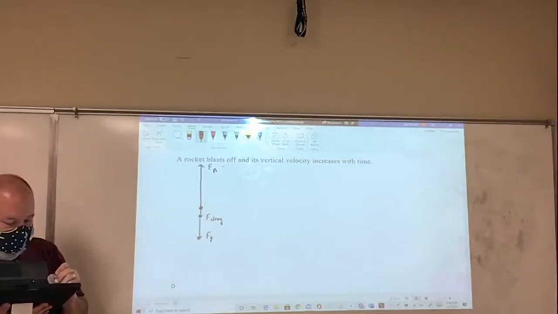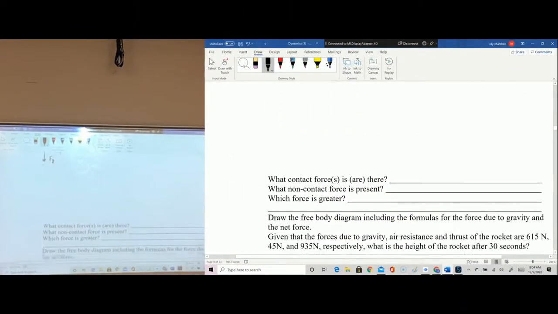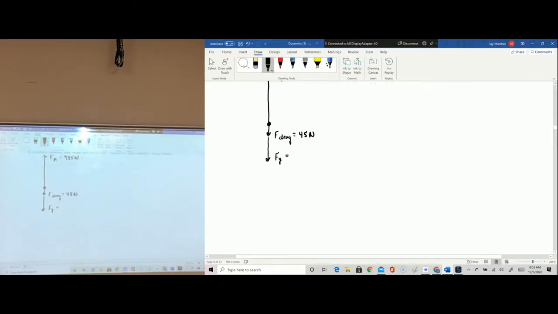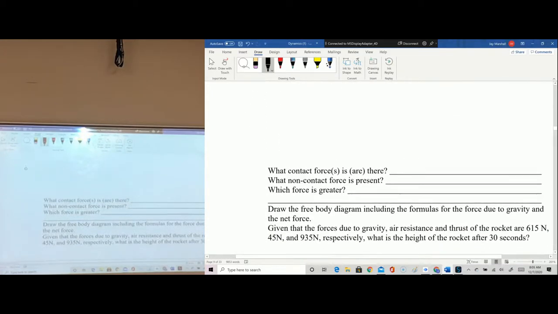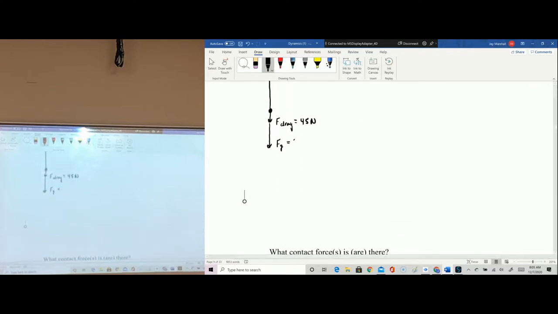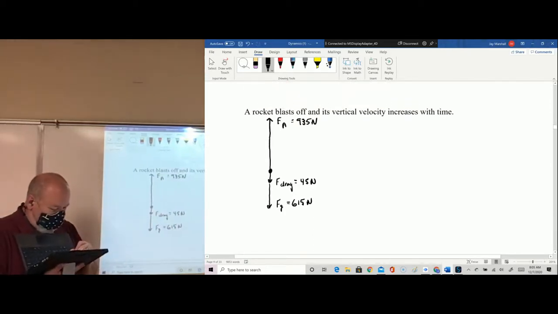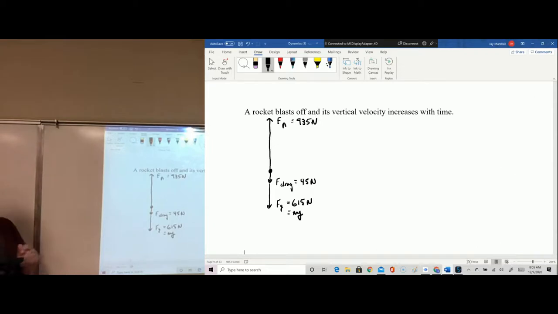And then I was told that we had a force of 935 newtons for thrust and a force of 45 newtons. Is it 45 newtons for drag? And then 615 newtons for gravity. And actually, I didn't need to give you the mass. You could figure that out on your own. Okay, so, and we also know that the force due to gravity equals mg, right? Mass times the acceleration due to gravity.